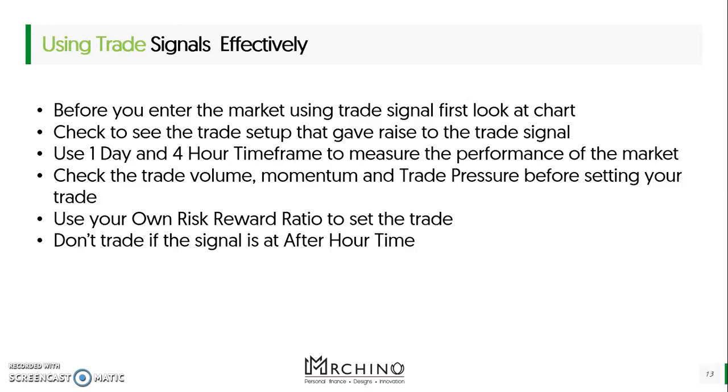Maybe the person looks at the chart using 30 minutes and he's sending the trade signal for you because he finds there's a pullback, and you maybe didn't know that the trade signal is just a 30-minute pullback, and you enter it, and before you know it, you're already on the loss side, right? So check the trade setup that gave rise to the trade signal. Verify that setup. That is why you need to learn how to trade.